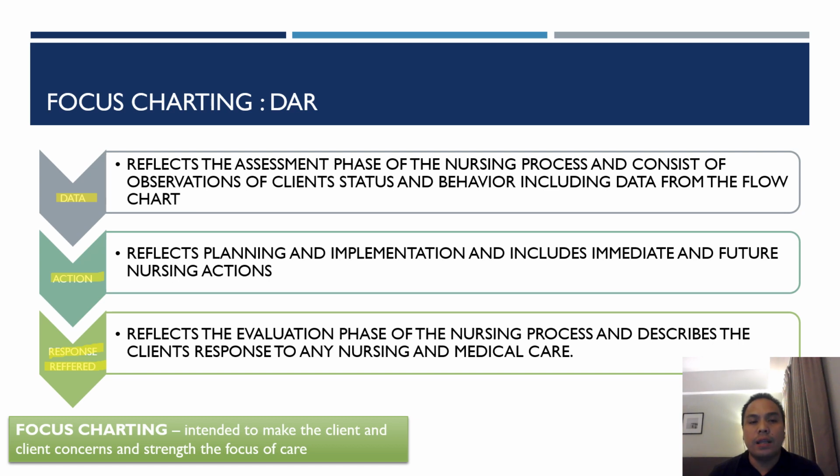So, a data that reflects the assessment phase of the nursing process and consists of observations of a client's status and behavior, including the data from the flow chart. So here we have the vital sign, pupil reactivity. So the nurse records both subjective and objective data in these sections.